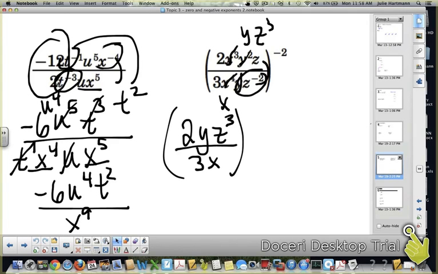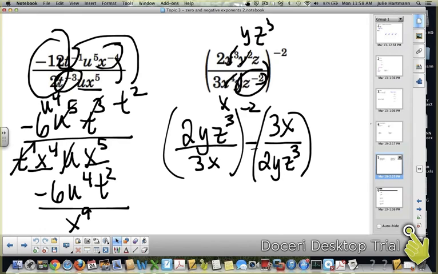I have to carry that to the negative 2. The negative means I'm going to flip it, become 3x over 2yz to the third, all of that squared, and now I square everything. 3 squared is 9, x squared. 2 squared is 4, y squared, and z to the third squared, that's power to a power. 3 times 2 is z to the sixth.